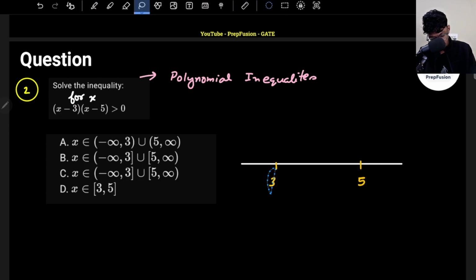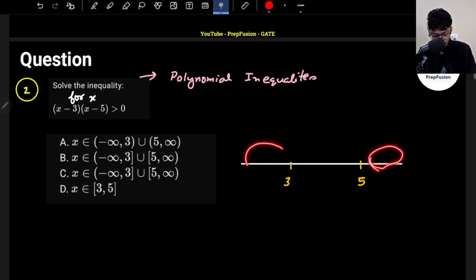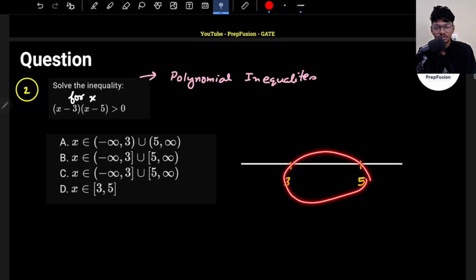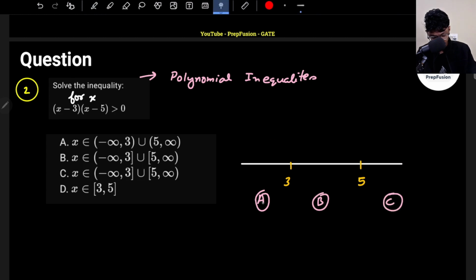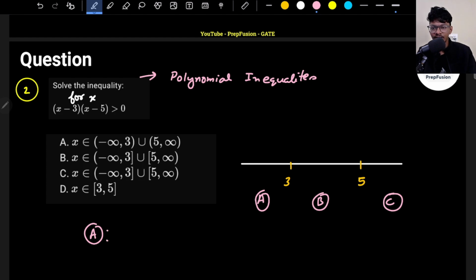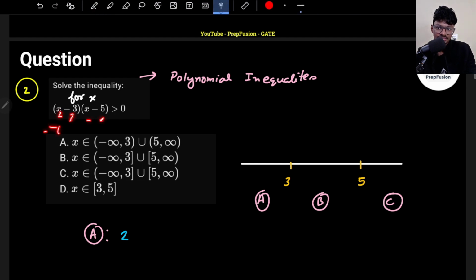Now, the interesting fact: choose a few values greater than 5, a few values less than 3, and a few values between 3 and 5. So you get your 3 regions, region A, region B, region C. Let us first discuss region A. I can choose any value less than 3, so let me choose 2. If I choose 2, 2 minus 3 is negative, that is minus 1, and 2 minus 5 is also negative, that is minus 3. Minus 1 into minus 3 is plus 3.